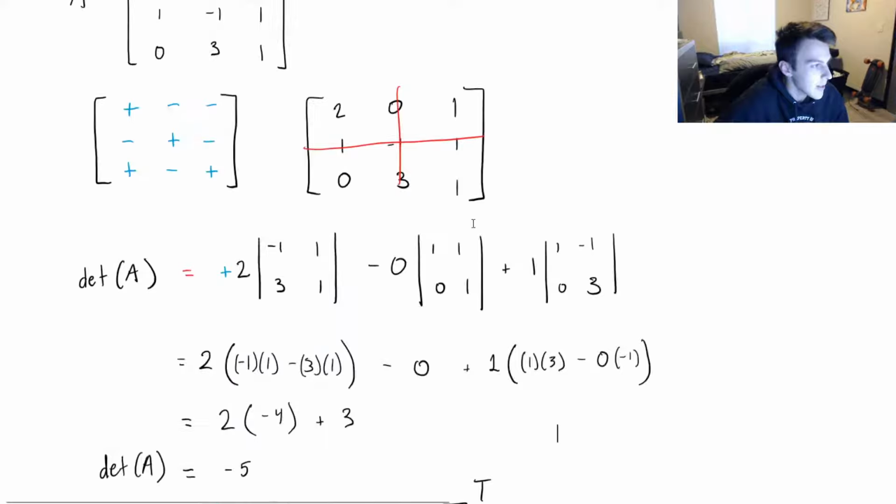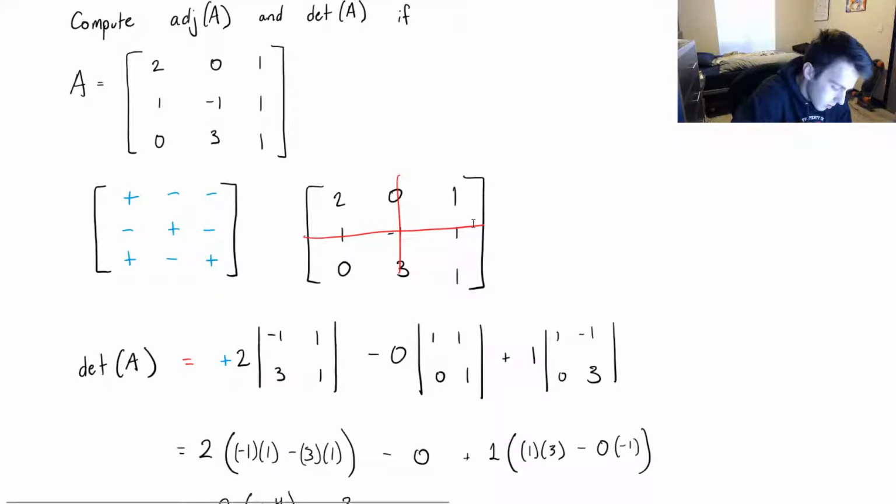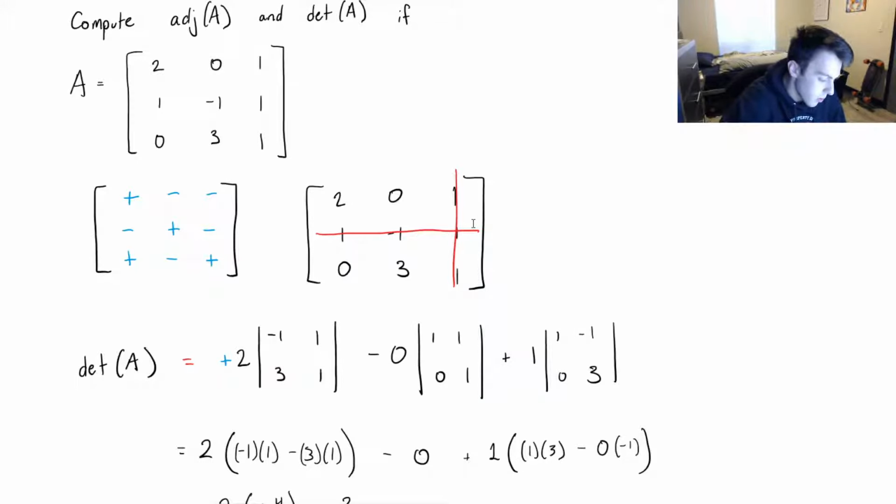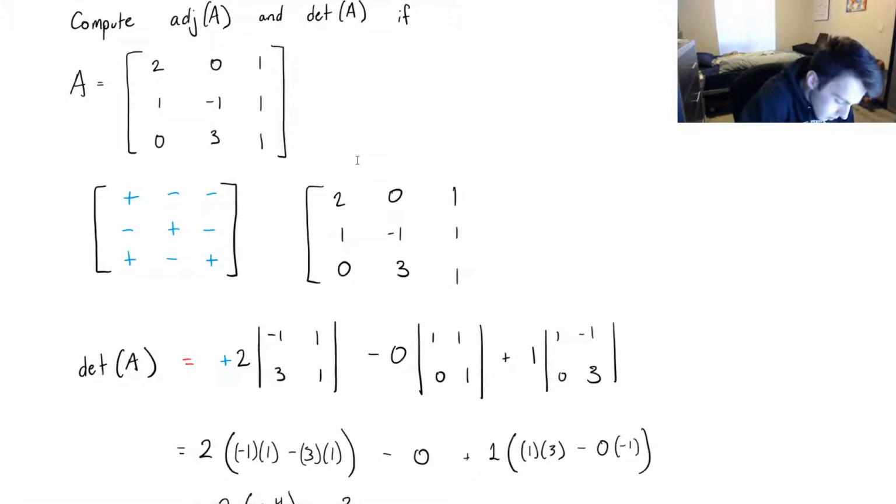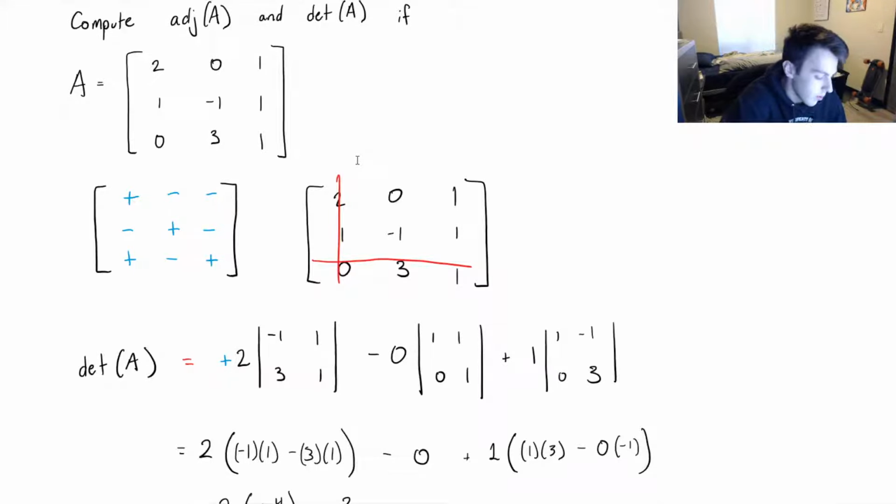What do we have next? We have 2, 0, 0, 3. Great. Okay. Next we'll do the bottom left. So the bottom left will be 0, 1, -1, 1.